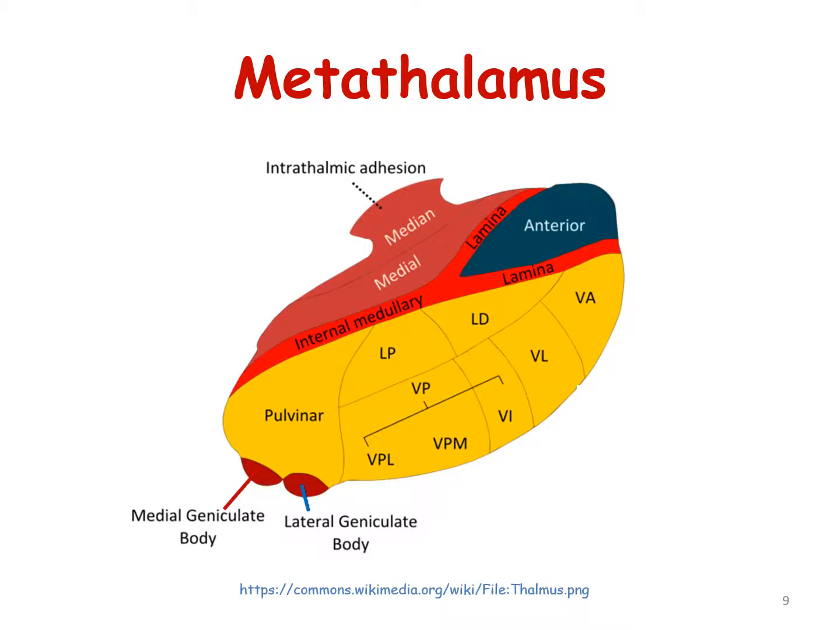The metathalamus. As shown in the picture, they are the lateral geniculate body or nucleus, LGN or LGB, concerned with vision, and the medial geniculate body or nucleus, MGN or MGB, concerned with auditory information.